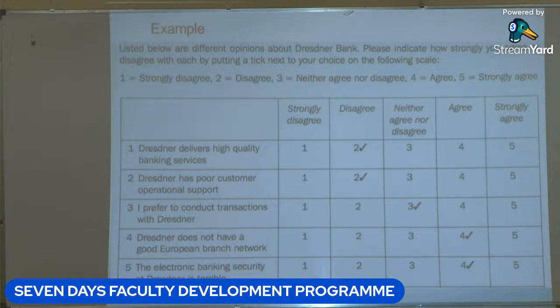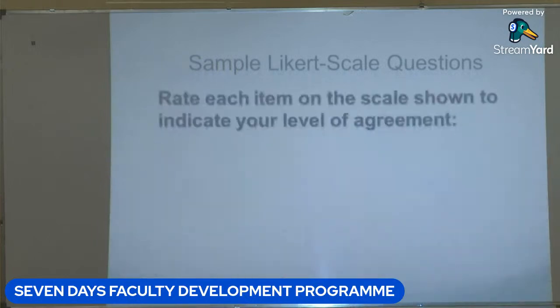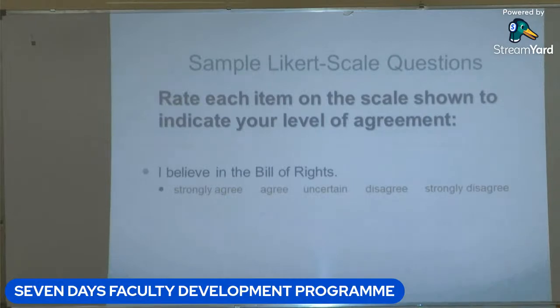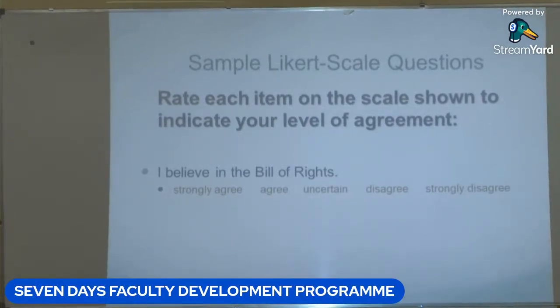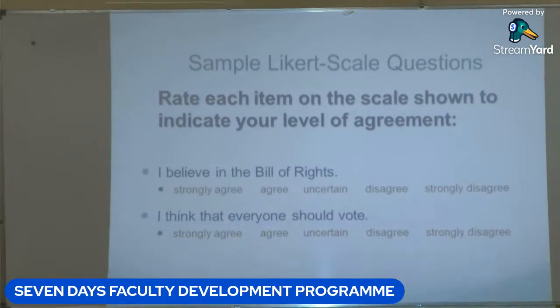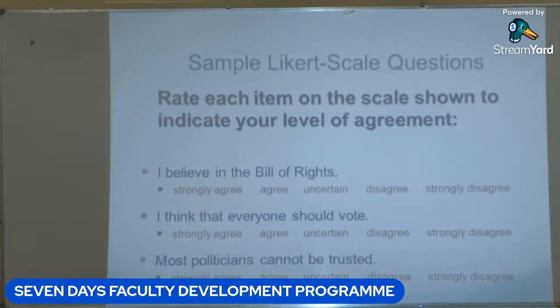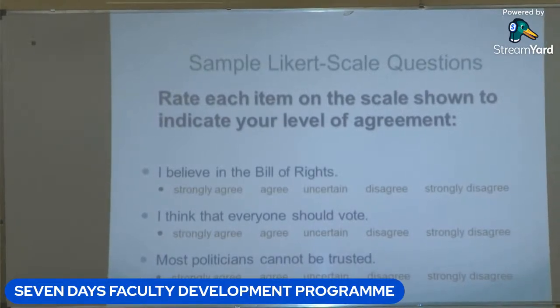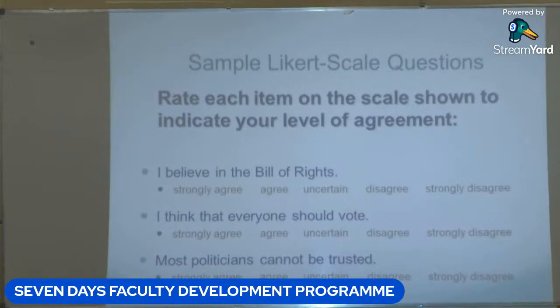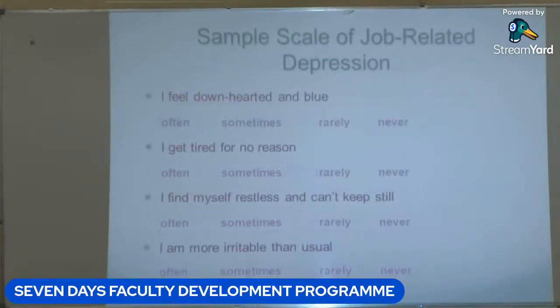That's why for all those ordinal variables, you can make use of this Likert scale. A sample Likert scale question is like this: rate each item on the scale to indicate your level of agreement. For example, I believe in the Bill of Rights. I think that everyone should vote. Most politicians cannot be trusted. So like this, you can have several such examples where you use these types of opinion-related questions, and those opinions can be classified on the Likert scale, and some more examples.